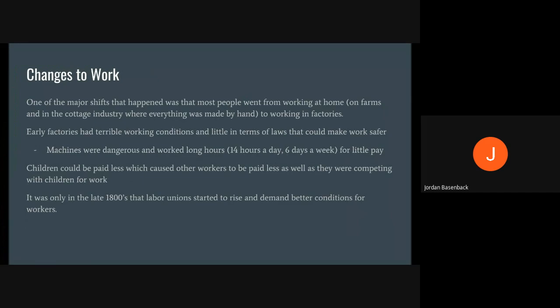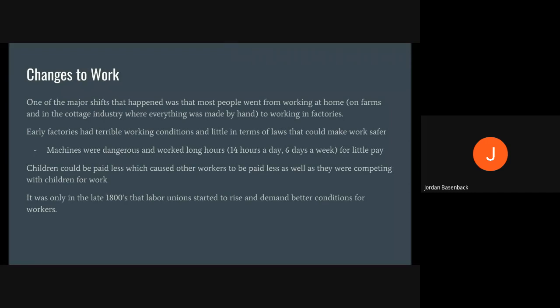They had terrible working conditions, and they had little in terms of laws that could make work safer. As we saw, the goal of the government under pure capitalism was not to interfere in the economy. And so there was very little protection coming from the government in terms of work. And so machines were very dangerous. There was little inspection being done of these machines.